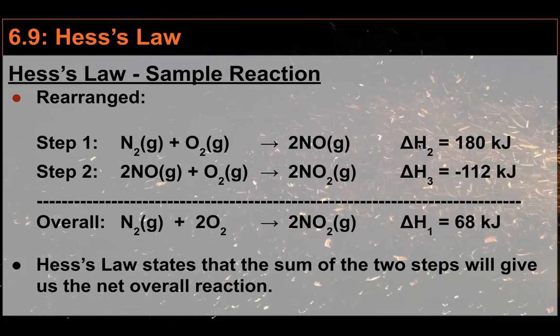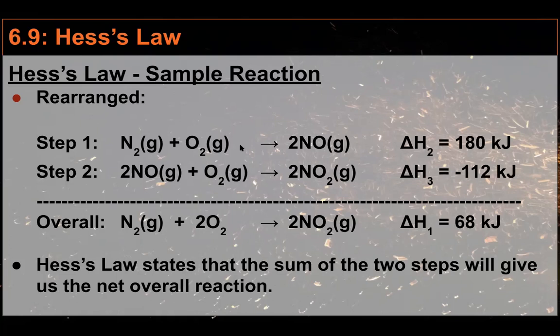And you'll notice that the delta H here oriented in this way is 180 kilojoules. The delta H for this step oriented in this way is negative 112. They're oriented correctly. They have the proper coefficients. So when we add them together, we get our overall reaction. And when we add these two together, we end up having the same change in enthalpy of our overall reaction. 180 plus negative 112 is going to give us 68 kilojoules. So the sum of our two steps here gets us the change in enthalpy of our overall reaction.